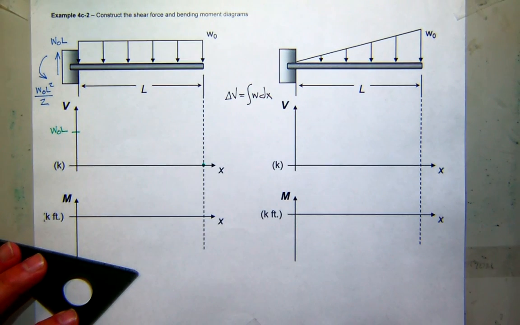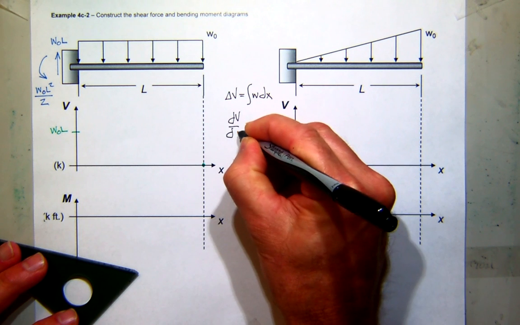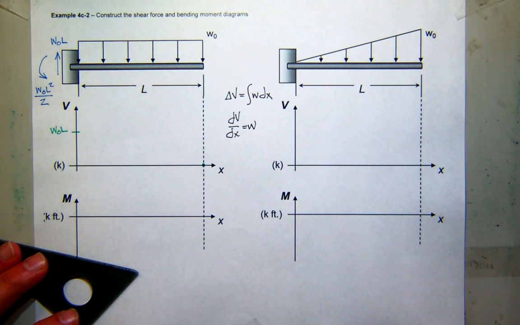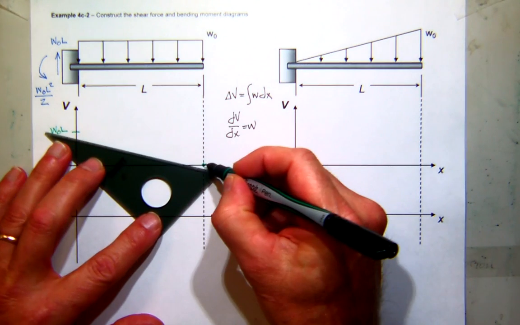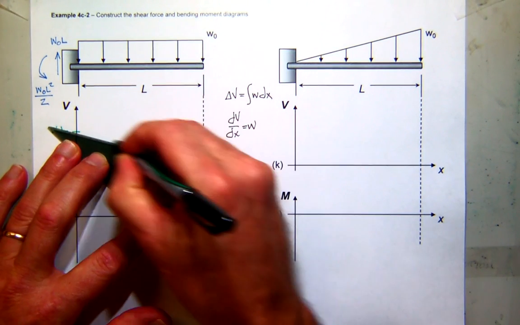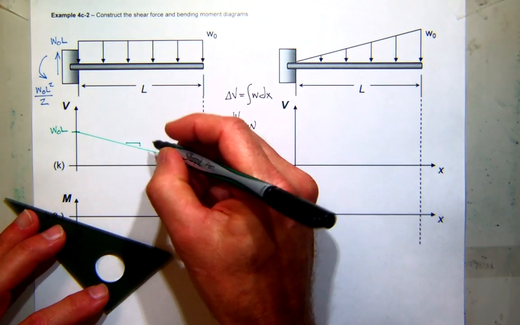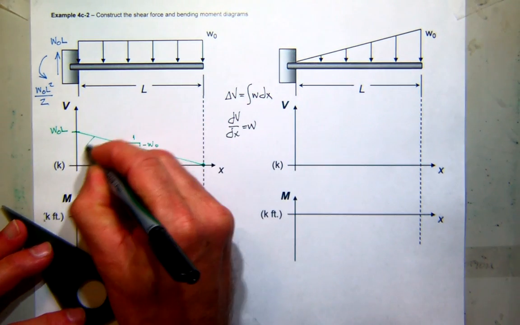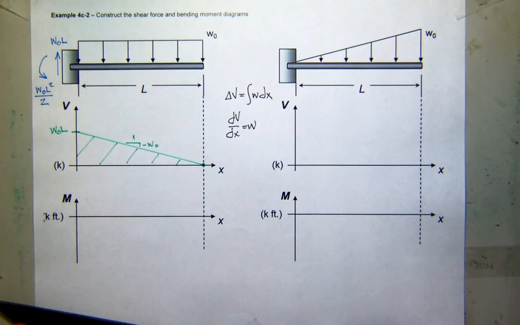We also know that the slope of the curve is equal to the load. And what is the load everywhere? Negative W naught. So a constant slope, negative slope. So if I were to look at this, it would have a slope of negative W naught. And now I have a linear shear diagram.